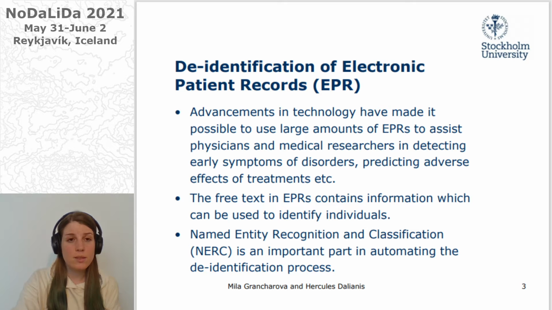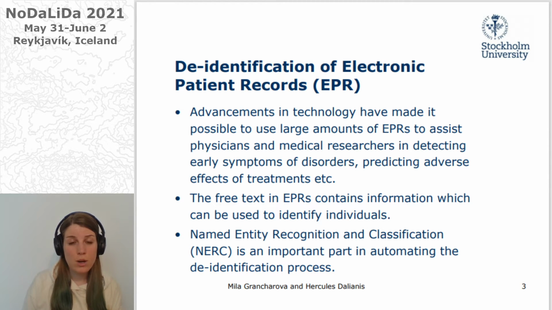Advancements in technology in recent years have made it possible to use large amounts of electronic patient records to assist physicians and medical researchers in a number of tasks, for example, detecting early symptoms of disorders and predicting effects of treatments. However, the free text in these electronic patient records contains information which can be used to identify individuals. This includes the patient, but also any other individual that might be mentioned in the text. And so before the records can be released for secondary use, they first need to be de-identified.